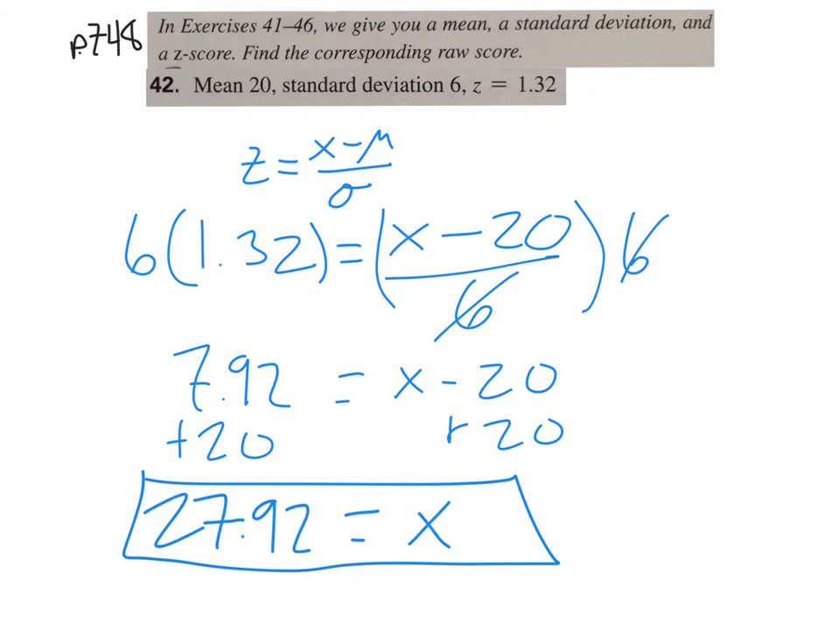You should at least be able to look at this and make sense of it to see if your answer is reasonable. We know our answer has to be above 26 because 26 is exactly one standard deviation above. 1.32 means it's a little bit more than one standard deviation.